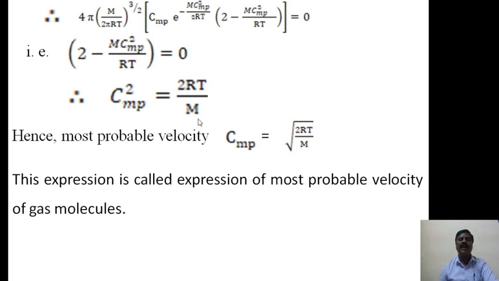Therefore we can write c_mp is equal to square root of 2RT divided by M, after taking the square root on both sides, or transferring this square to that side. And this expression is called the expression of most probable velocity of gas molecules. And this equation is used for calculation of the most probable velocity.